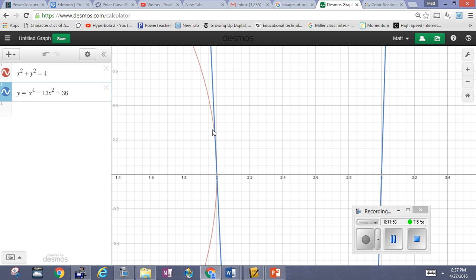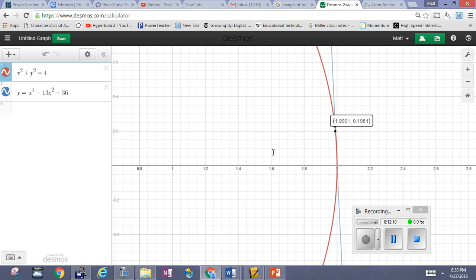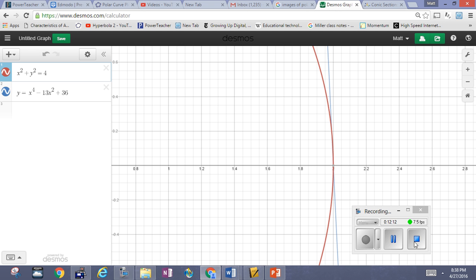And now it's gone, okay? But yep, there it is. There's our point in question, our second point of intersection. Actually, our third and our fourth. So there you go. Got it. Four points of intersection with those two curves.